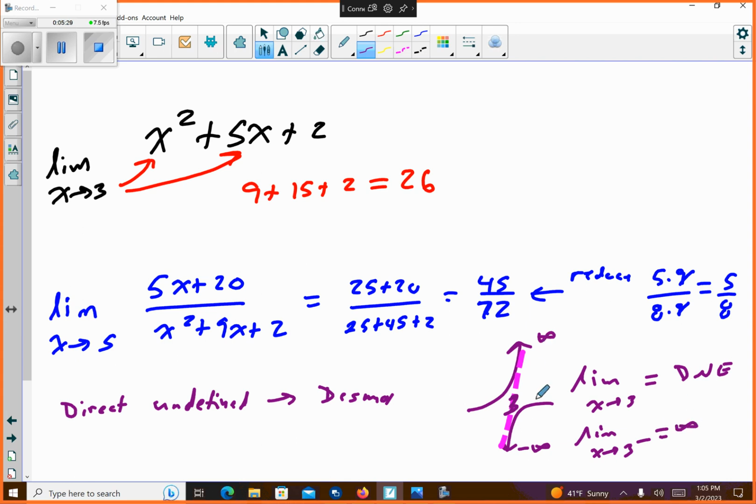And if I had the limit as x approaches 3 from the positive side, that goes to negative infinity. Okay, and that's why the limit doesn't exist, because if I approach it from both sides, I wind up getting two different answers. Okay?